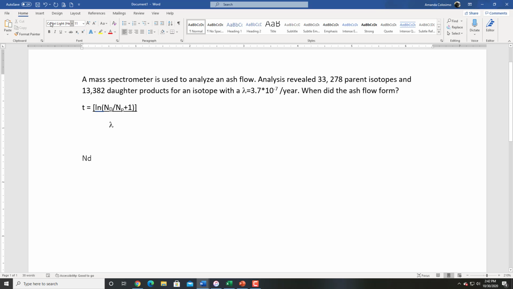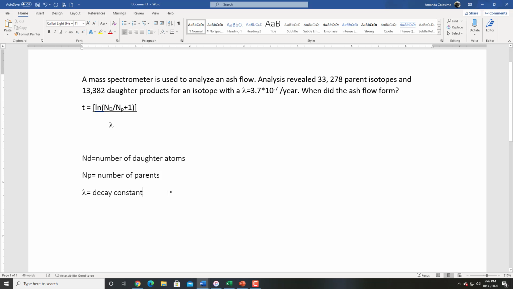Okay, so n sub d is the number of daughters, n sub p is the number of parents, ln is a natural log, and that's just a function that you're going to plug into your calculator, and lambda is your decay constant, but it has to be a lowercase l, not a capital L, and then when we turn this into the Greek symbol language, it turns into a lambda.